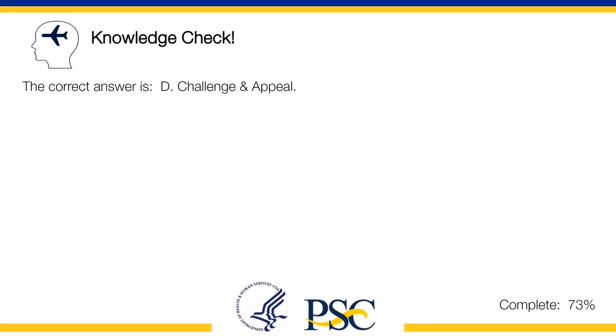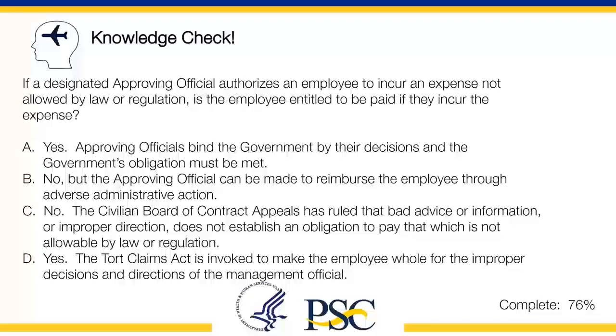The correct answer is D. Challenge and appeal. If a designated approving official authorizes an employee to incur an expense not allowed by law or regulation, is the employee entitled to be paid if they incur the expense? A. Yes. Approving officials bind the government by their decisions and the government's obligation must be met. B. No, but the approving official can be made to reimburse the employee through adverse administrative action.